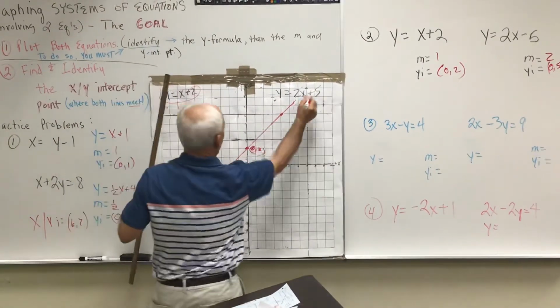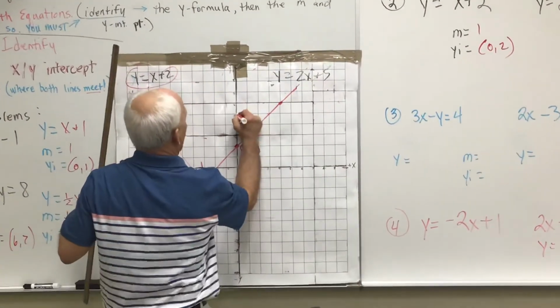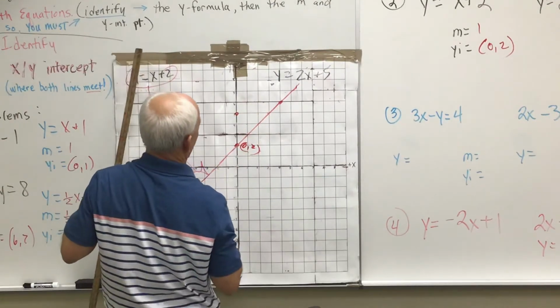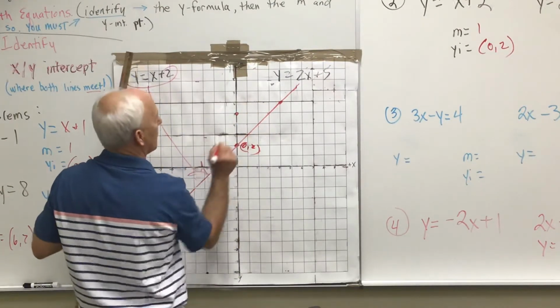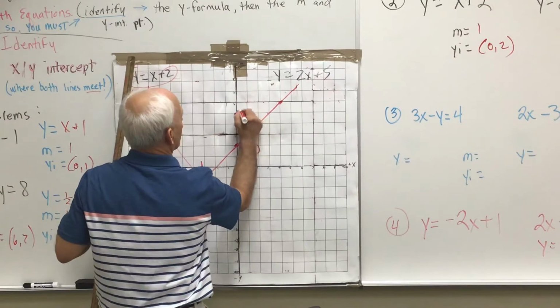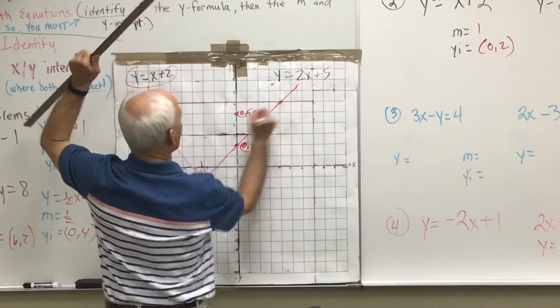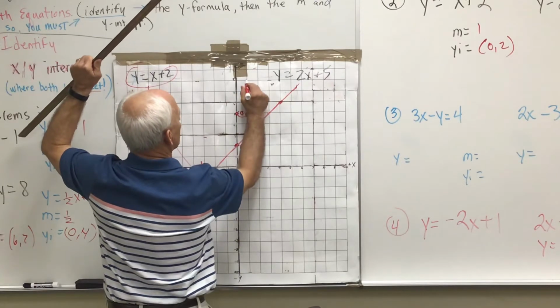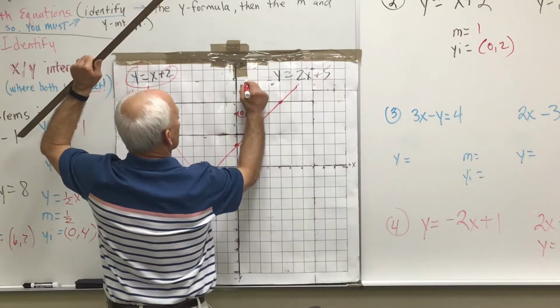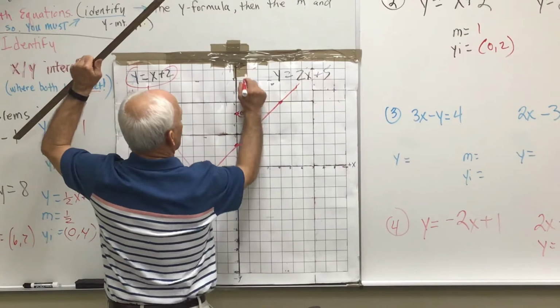All right, now here, where are we starting at? Right up here, positive 5, I think, isn't it? 1, 2, 3, 5, yep. All right, so there's 0, 5 for my y-intercept. And what's my slope? 2? Up 2 over 1. Up 2 over 1, up 2 over 1.